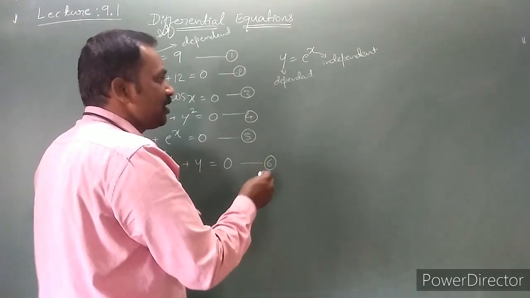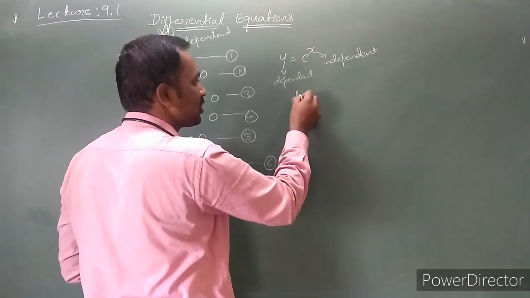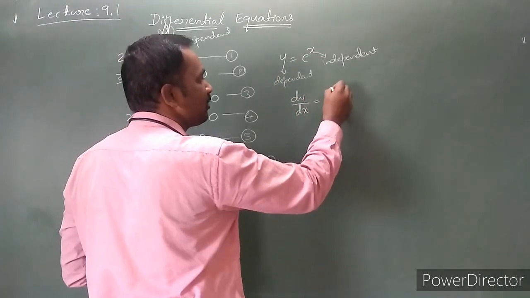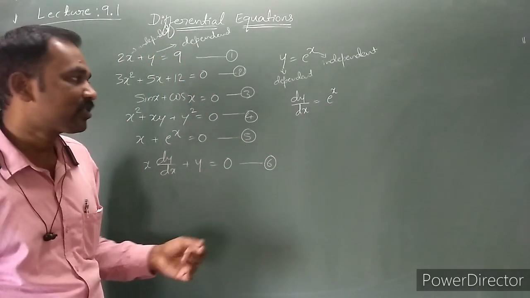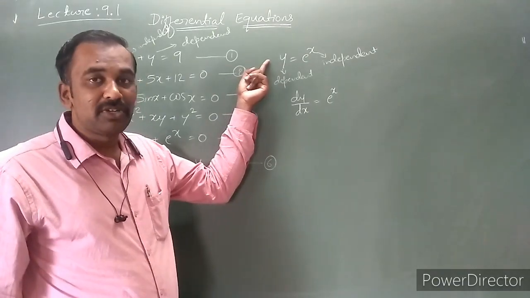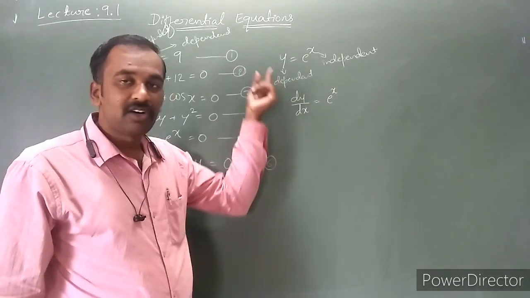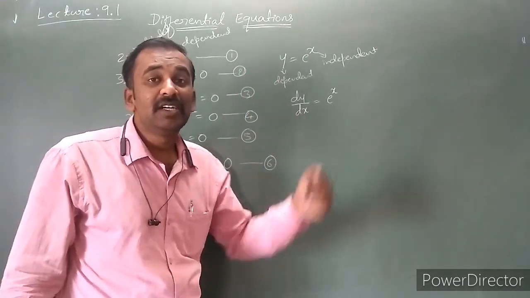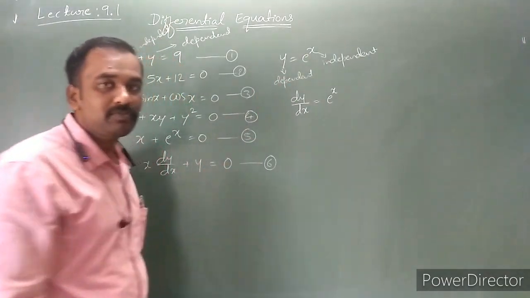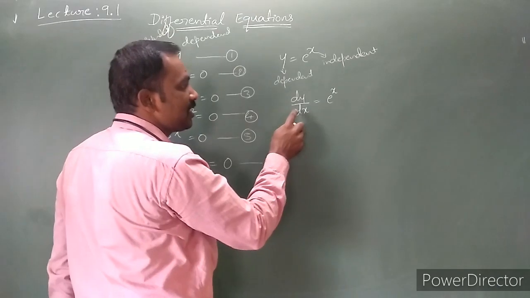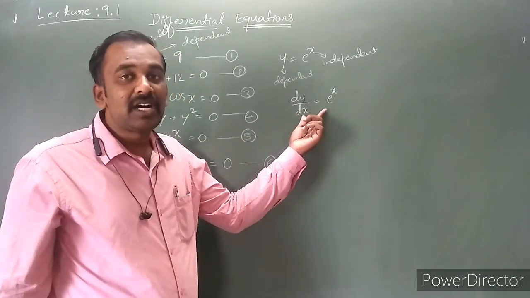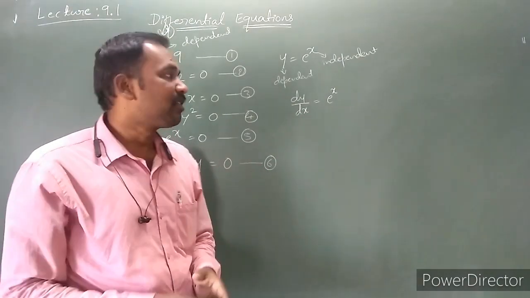So always x is the independent variable, y is the dependent variable. Previously you did this differentiation. What is that differentiation with respect to x? dy by dx is equal to e power x. The differentiation is e power x only. So this is said to be a differential equation. This is the exponential function, and this is said to be a differential equation. What is the difference between these two? Differentiation is involved, so this type of equation is said to be a differential equation.